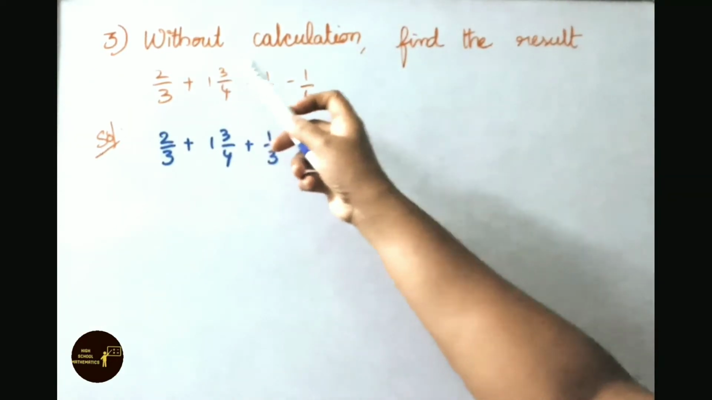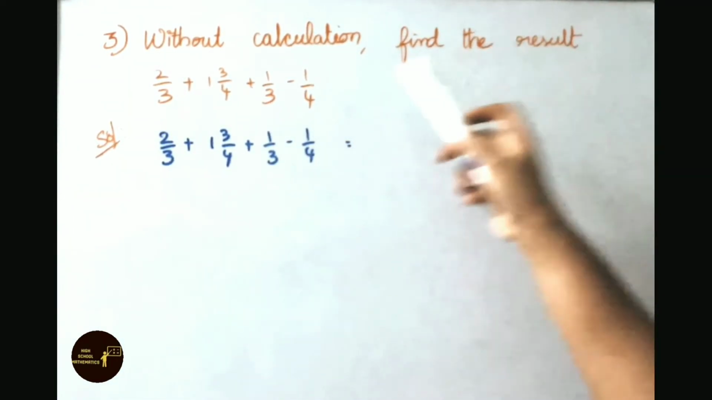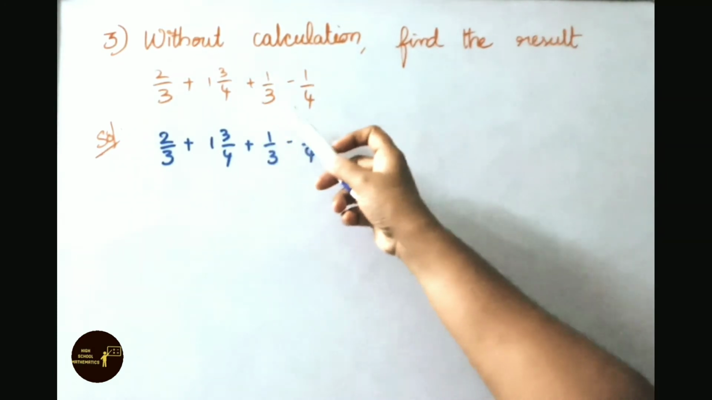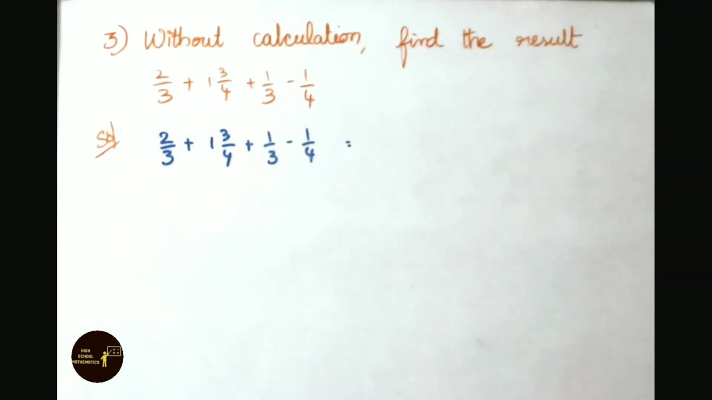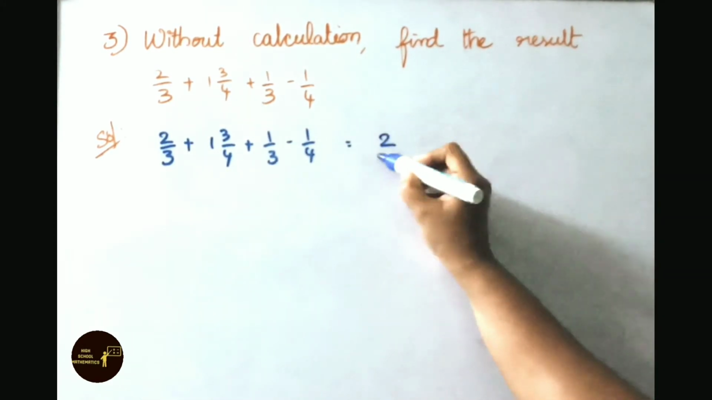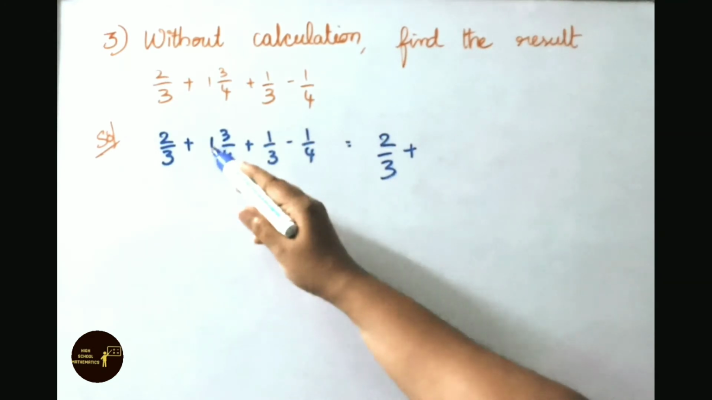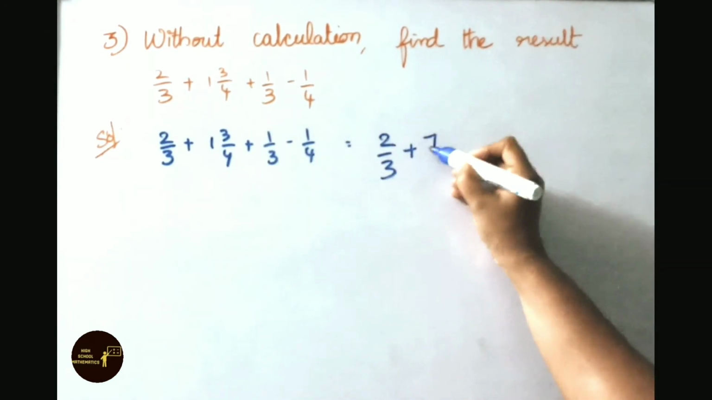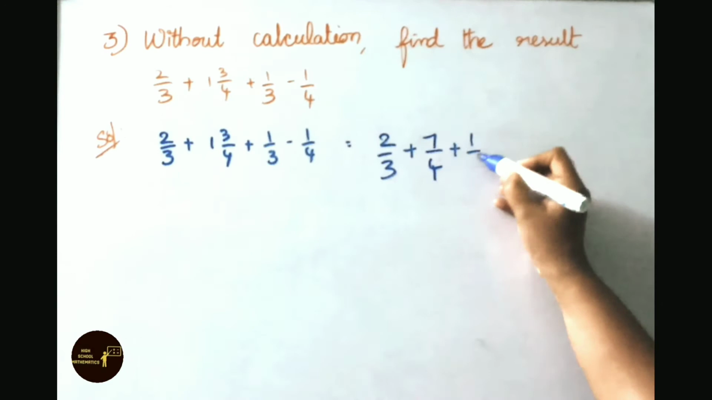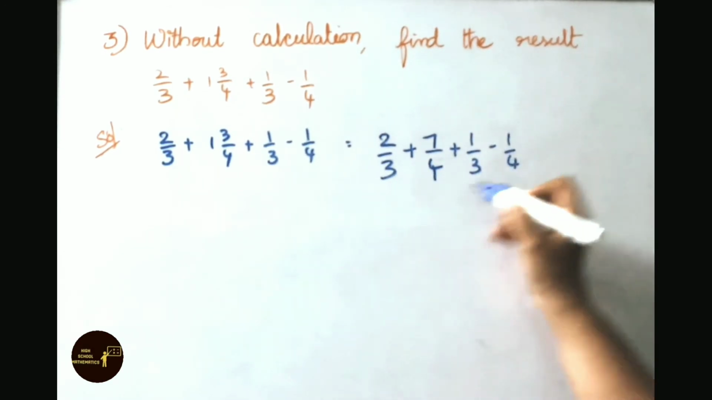See the third question. Without calculation, find the result of 2 by 3 plus 1 3 by 4 plus 1 by 3 minus 1 by 4. Now let us see the solution. Write down 2 by 3 plus, convert the mixed fraction to improper. 4 ones are 4, 4 plus 3 is 7. So write down 7 by 4 plus 1 by 3 minus 1 by 4.